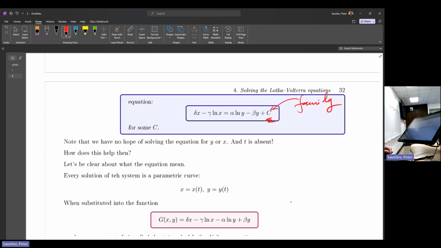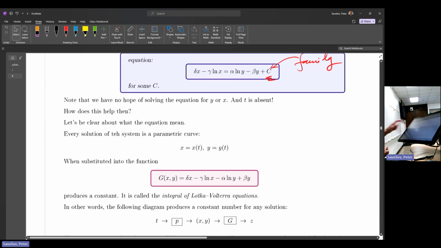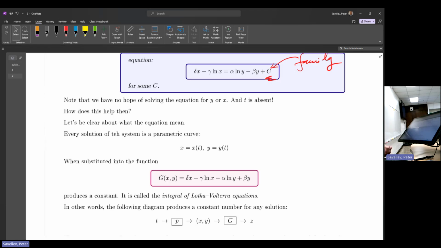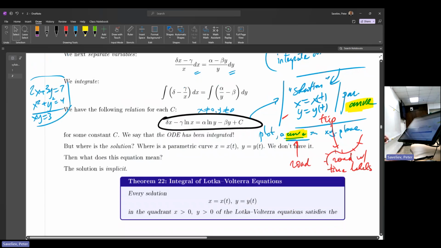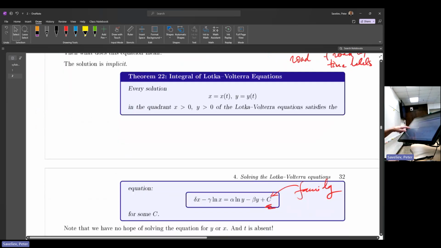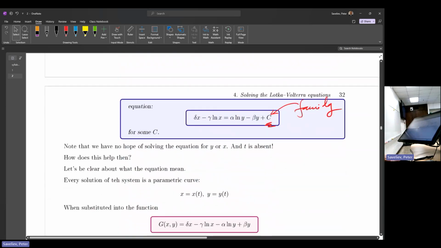Those four parameters, remember? And then what do we know about this function? Before we analyze the function as a function of the variables, the idea is that if we were to substitute our solution, which remains unknown, into this equation, what we're going to get is a constant.